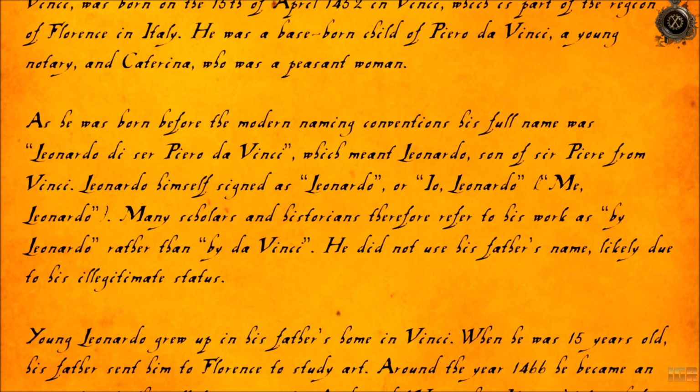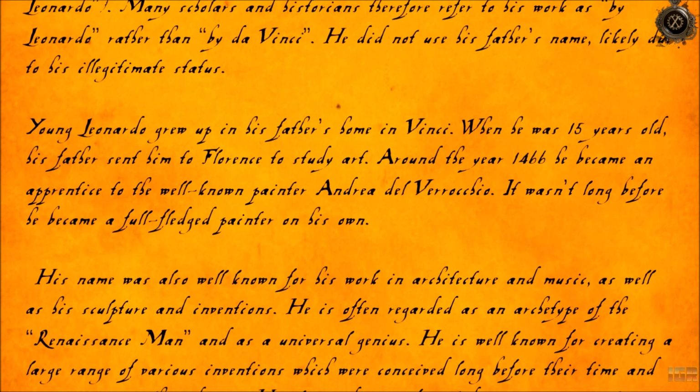Or is that an L? Is that a small L, or is that a capital I? I don't know. No point of reference for that. Okay. That is a capital I, because there's Italy up here, that's capital, same thing. Io Leonardo. Me Leonardo. Many scholars and historians therefore refer to his work as by Leonardo, rather than by Da Vinci. He did not use his father's name, likely due to his illegitimate status. Oh, he was a bastard.